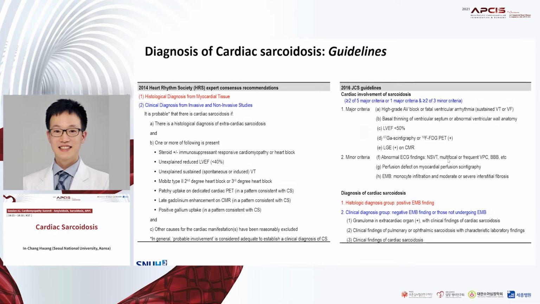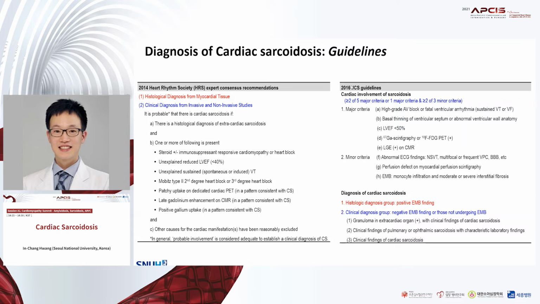Using the typical features of ECG, echo, and nuclear imaging, major societies use diagnostic criteria. In the 2014 Heart Rhythm Society guidelines, the histologic diagnosis is essential for the decision, and clinical features can make a possible diagnosis or probable diagnosis. However, in the 2016 Japanese guidelines, the clinical diagnosis can be made in patients even without myocardial biopsy.